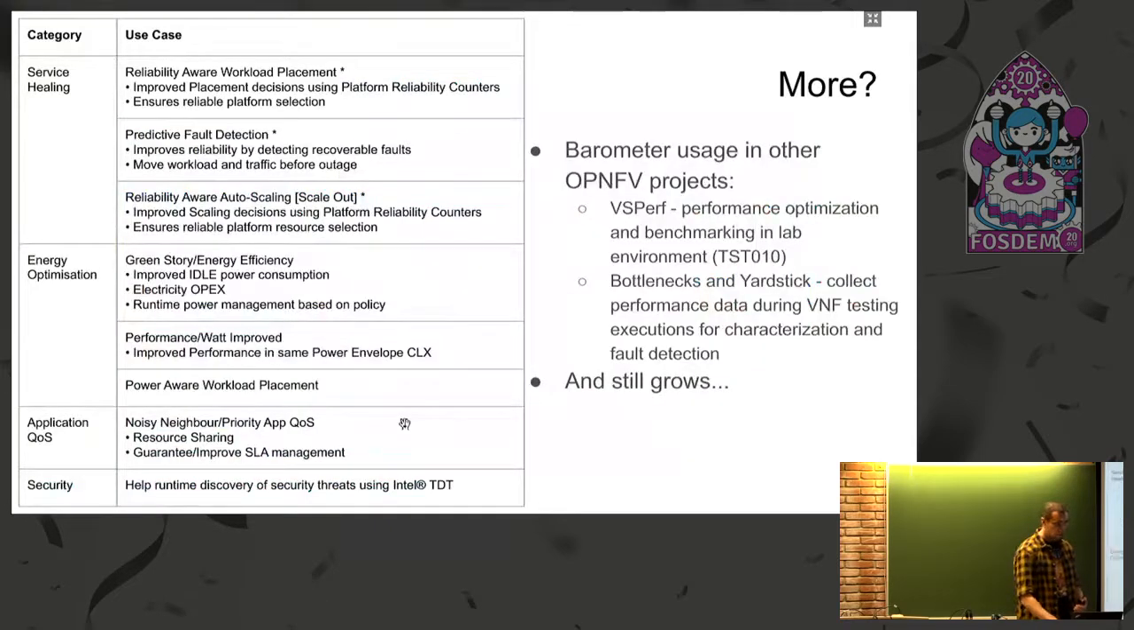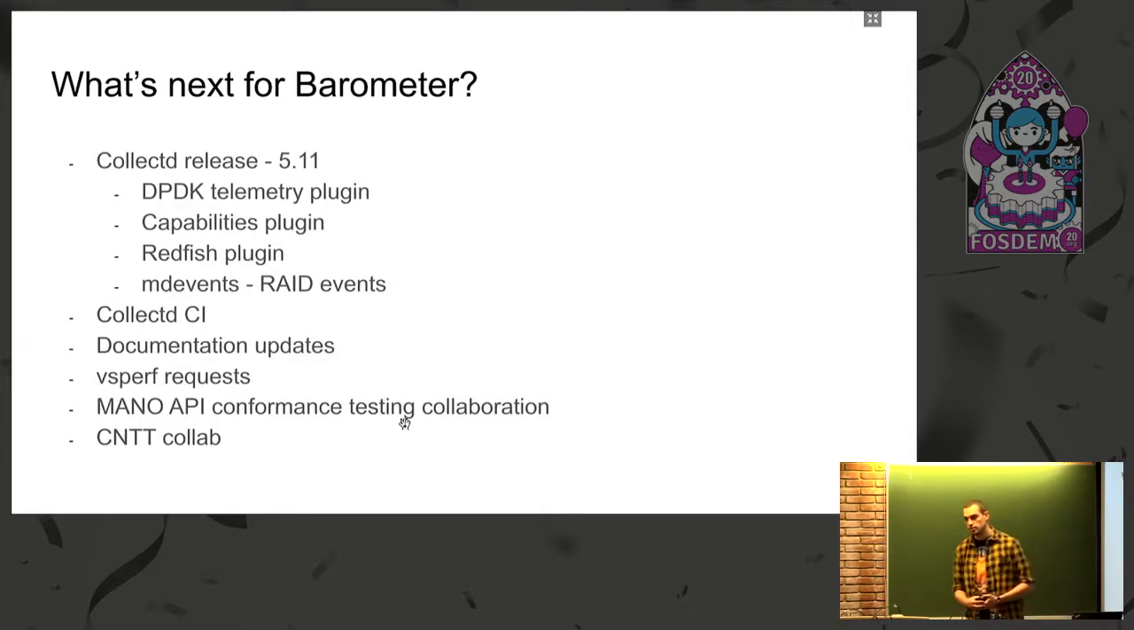And as we don't have much time, I will just skip that. In summary, there are many positive changes that you can make by monitoring the platform telemetry, such as service healing, energy optimization, and quality of service. There's also the possibility with Intel threat detection to find threats if someone is trying to attack your platform, which are based on the PMU metrics, for example. But there are also OPNFV projects that are utilizing Barometer and collectd, for example VSPERF bottlenecks and Yardstick, which are using them in the testing phases. And as use cases are still growing, the software still needs to adapt and evolve to meet them, which leads us to the next plans, for example, in collectd and in Barometer.